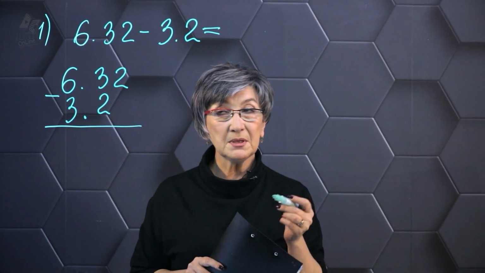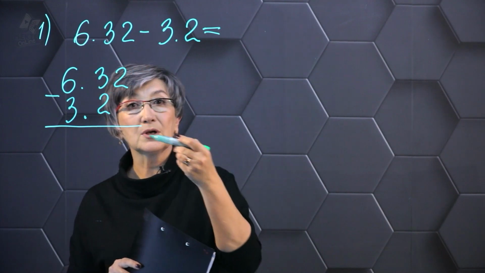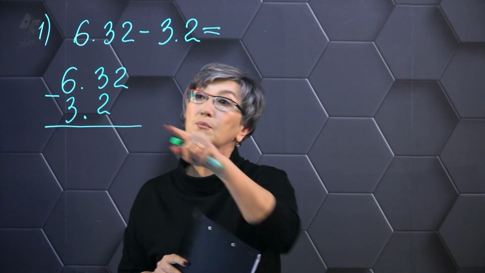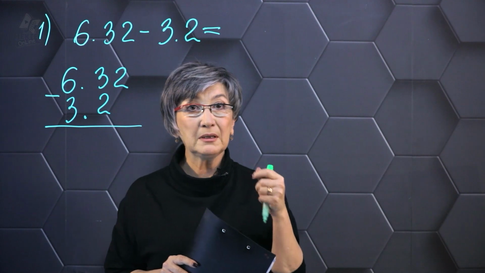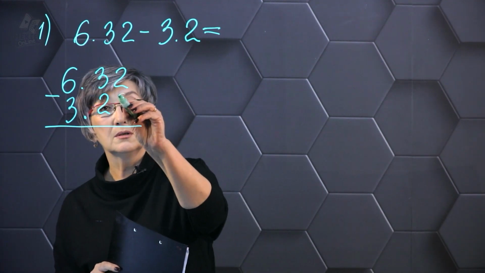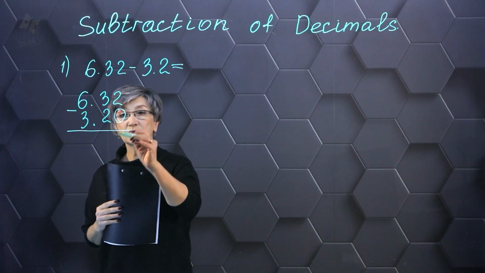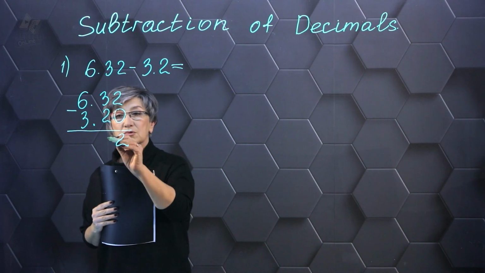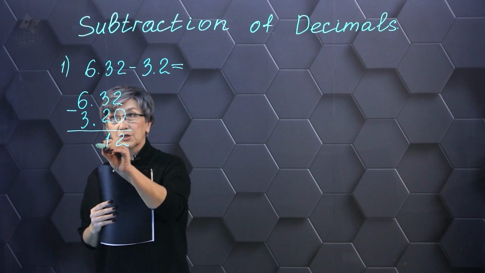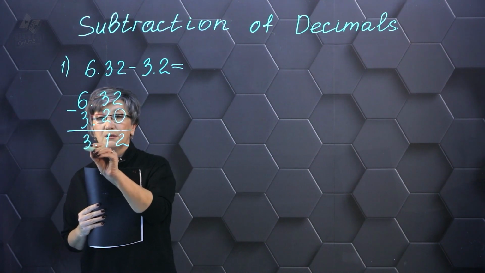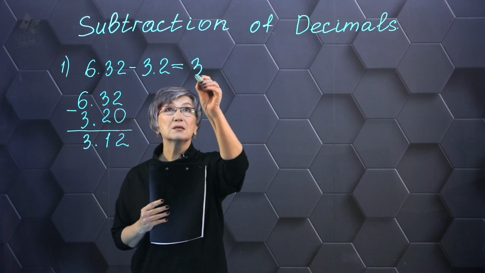Subtract. Recall, if I have a blank space under any number, I fill that in with a 0. I write 0. 2 minus 0 is 2. 3 minus 2 is 1. 6 minus 3 is 3. The result is 3.12 hundredths.